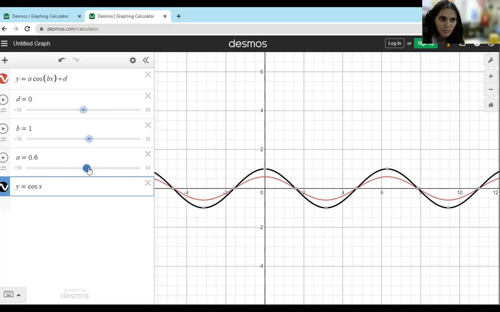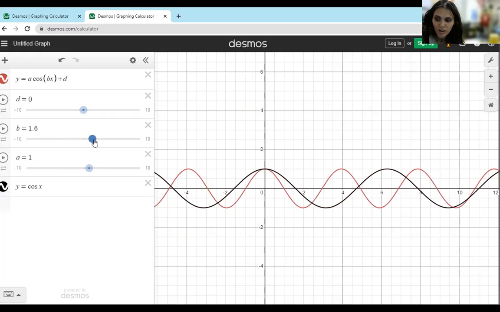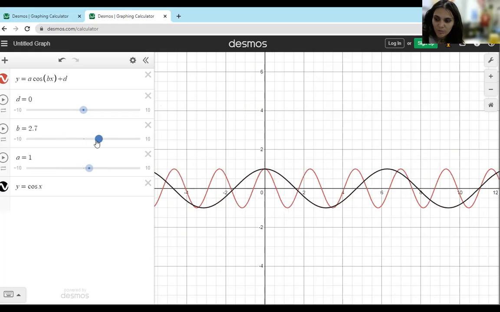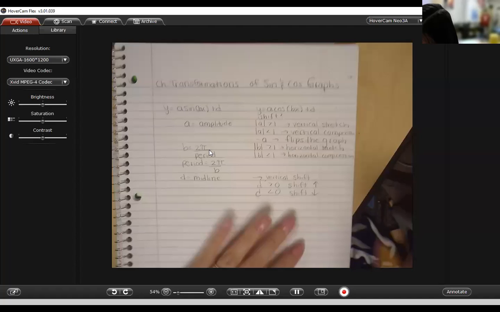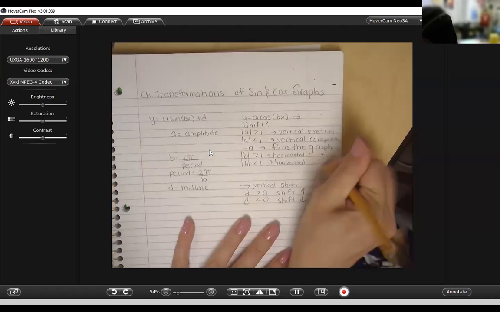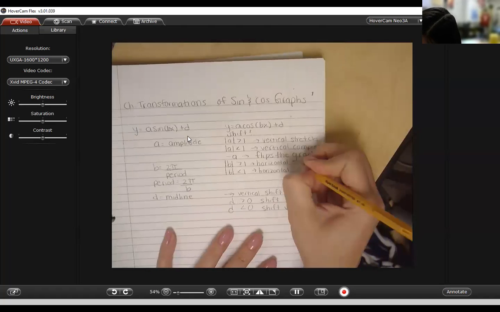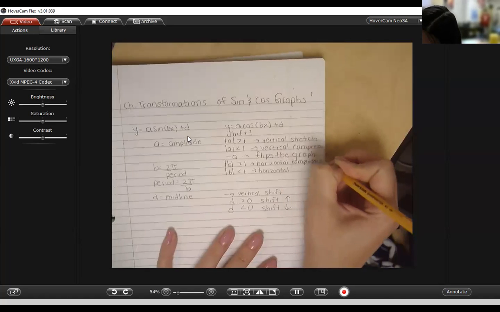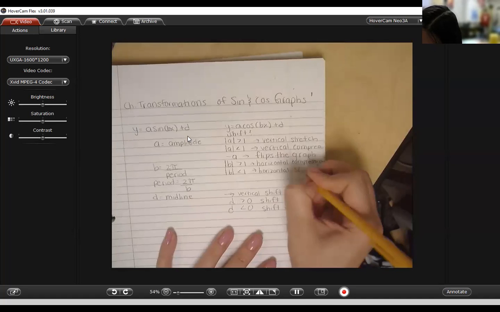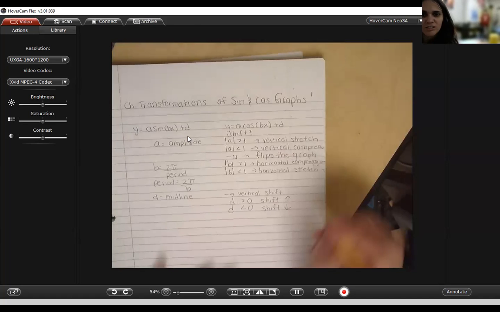Put the amplitude back at 1. My b value, we said as b gets bigger, my graph horizontally compresses. Oh, I'm sorry, I wrote that down wrong. Let's change our notes. As b gets bigger, we have a horizontal compression. And as b gets smaller, we have a horizontal stretch. Please make sure you fix that.